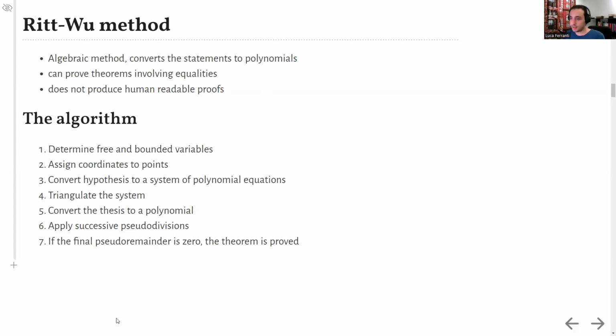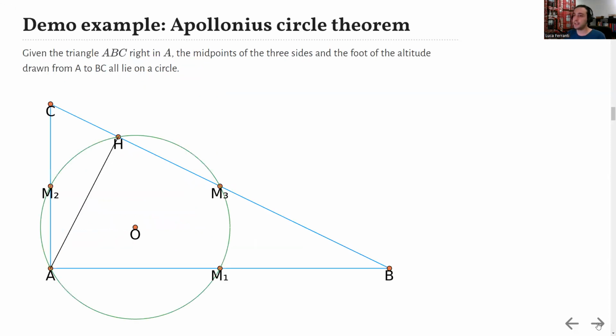In a nutshell, the steps of the algorithm are to first determine what points are free, what points are fully determined, what points are semi-free, assign coordinates to the points, transform the hypothesis to polynomials, triangulate the system, convert the thesis also to a polynomial, compute the so-called pseudo divisions, and if the last pseudo remainder is 0, the theorem is proved. What does it mean? Let's use a running example to understand better.